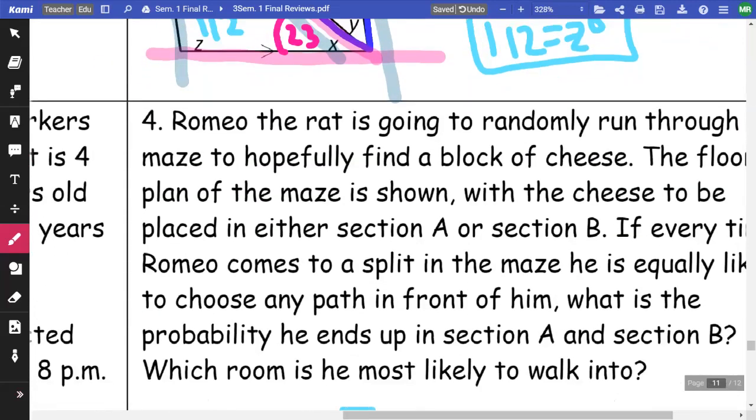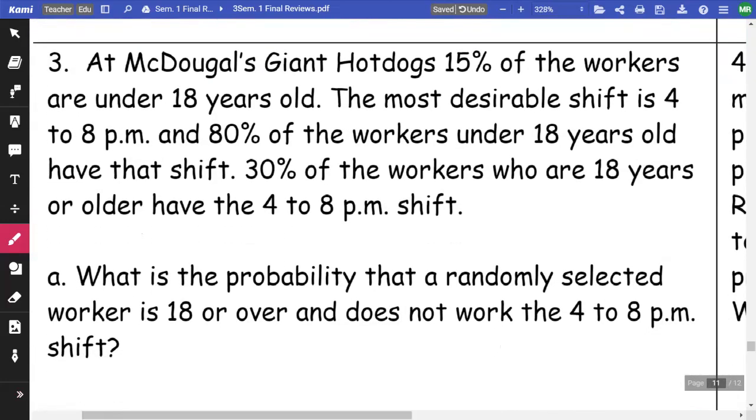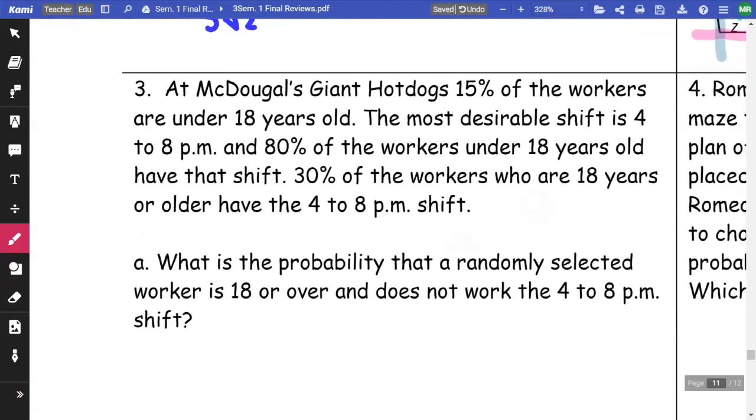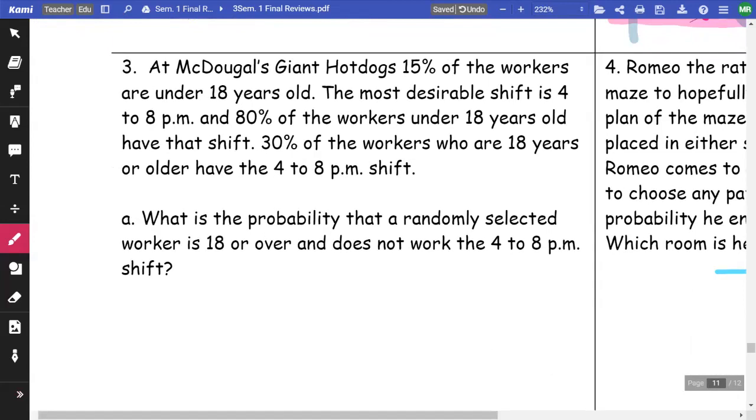On number 3. Okay, so at McDougal's Giant Hot Dogs, 15% of the workers are under 18. The most desirable shift is 4 to 8 p.m. and 80% of the workers under 18 years old have that shift. 30% of the workers who are 18 or older have the 4 to 8 p.m. shift. What's the probability that a randomly selected worker is 18 or over and does not work the 4 to 8 p.m. shift? That's A.